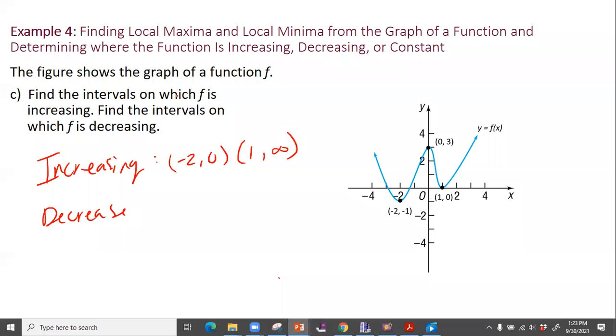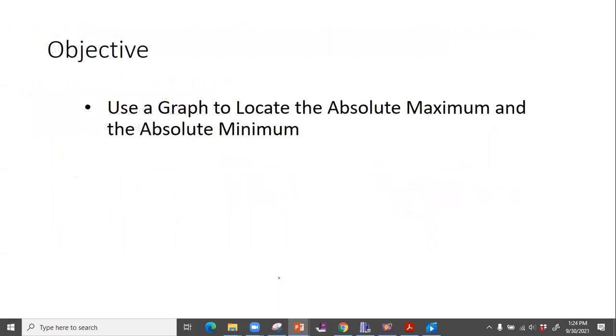I just asked you for your intervals of increasing and decreasing. I didn't ask for local maximum. On what intervals am I decreasing? Negative infinity to -2, and where else am I decreasing? 0 to 1. All right. Do we see why we have the infinities in play? Any questions? Cool. We'll keep it pushing.